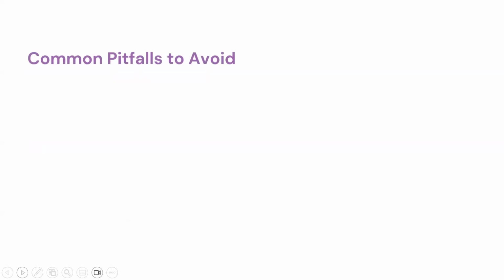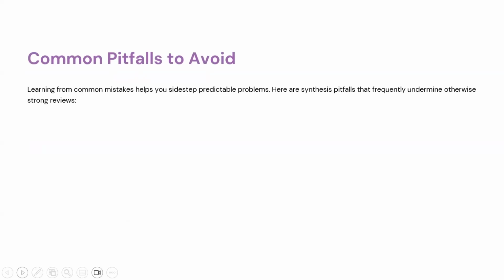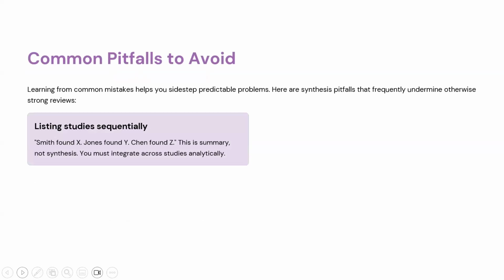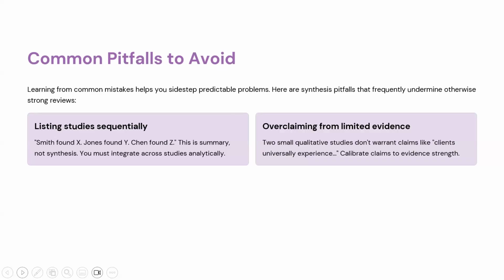Some common pitfalls to avoid. So learning from common mistakes, you have synthesis pitfalls, which include listing studies sequentially. So don't just go around saying Smith found X, Jones found Y, Chen found Z. This is just summary information. This is, again, the complete opposite of what we're looking for at this stage. You're not just secretaries. You're not just collating the data and then representing it in a table format. Again, any software can do that nowadays. You are taking the step of going further and synthesizing all of this, and so you have to actually integrate it across studies analytically.